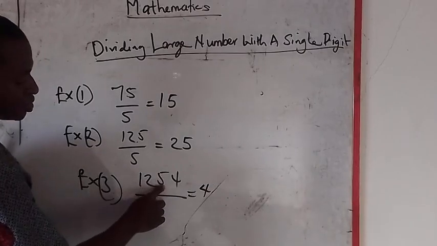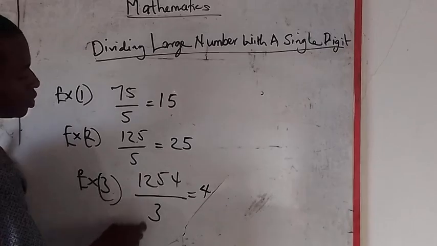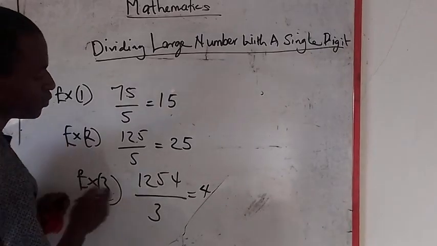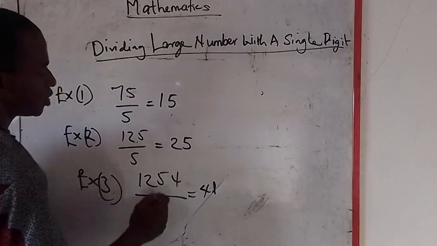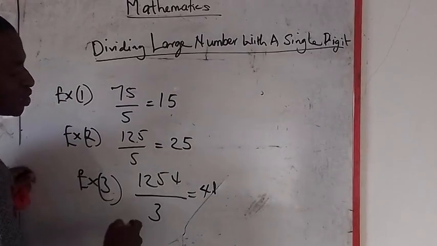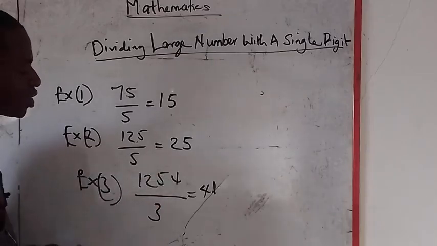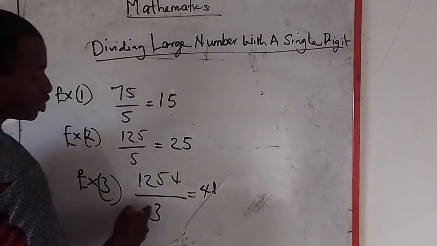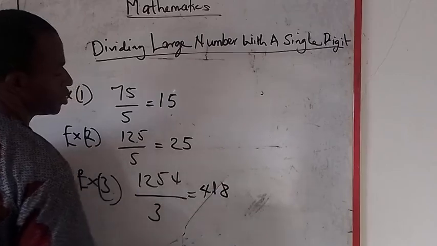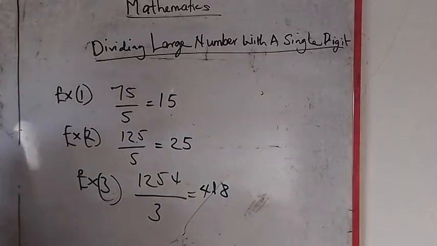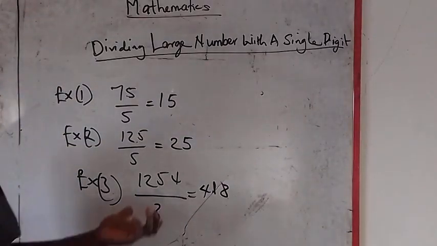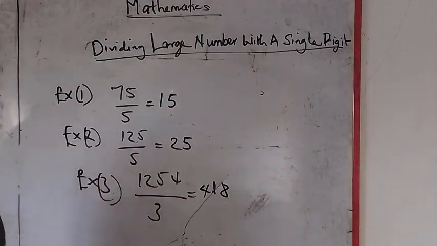Then we pick the next digit since we are done with the first 2 digits. 3 into 5 will give us 1, remainder 2. Put that 2 before 4. You will now be having 24. So 3 into 24 will give us 8. So you can see, without punching my calculator, I've been able to divide. 3 can go into this number 418 times. Go and check it with your calculator or whatever device you are using. You will see that that is exactly what you will get.